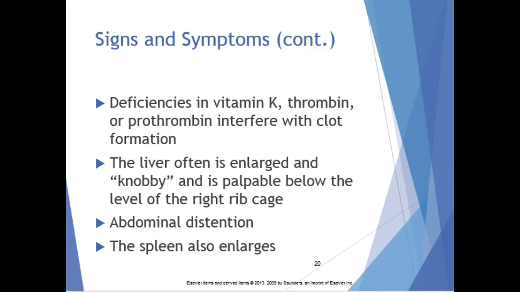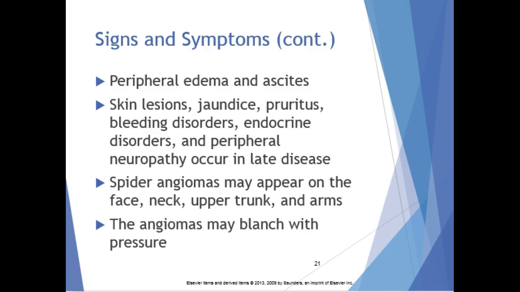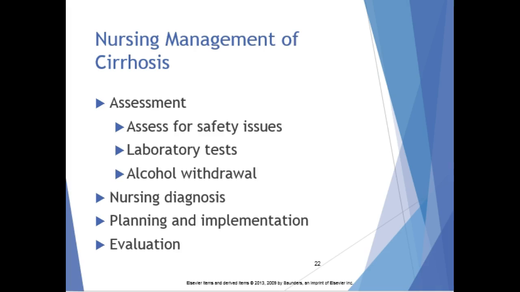The liver is often enlarged and knobby, so you should be able to palpate it below the rib cage on the right hand side. They may complain of abdominal distension. Their spleen may also be enlarged. They have peripheral edema and ascites, skin lesions, jaundice, itchiness, bleeding disorders, endocrine disorders, peripheral neuropathy, spider angiomas, and angiomas that may blanch with pressure.